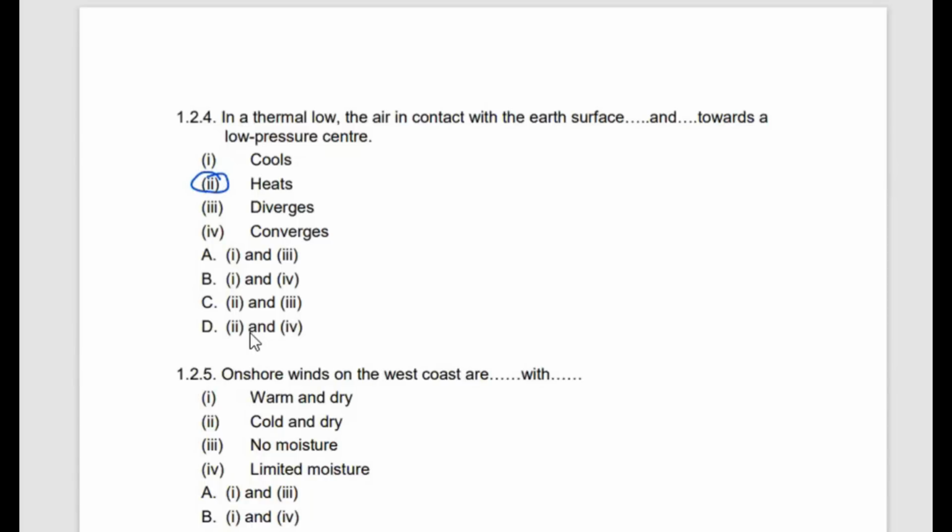Right. We need to analyze the next statement of our response. And dash towards a low pressure center. How does the air react towards a low pressure center? If we have a low pressure cell here, the center of a low pressure cell, how does air relate to this?